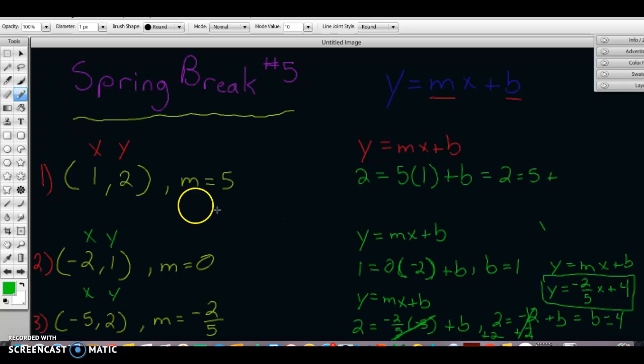So remember, when you're given your point and your slope, all you have to do is use the slope-intercept equation form and solve for your y-intercept. And then once you get it, you just plug it back into the slope-intercept form equation with your slope, and that's how you get your equation of the line.